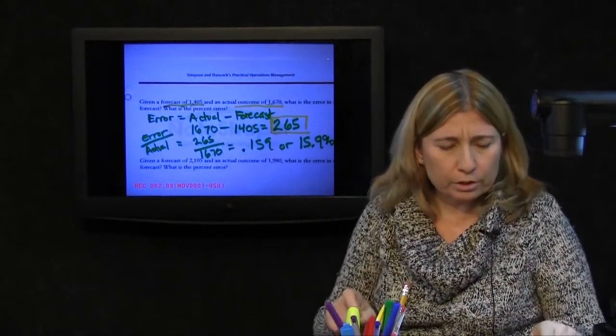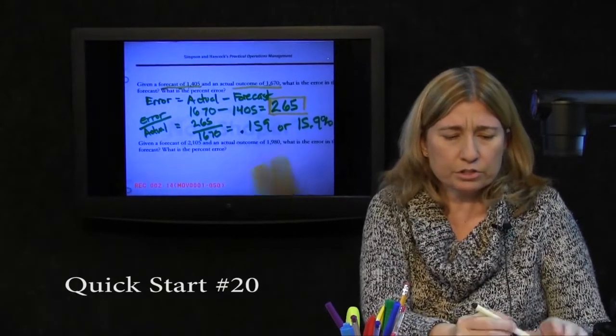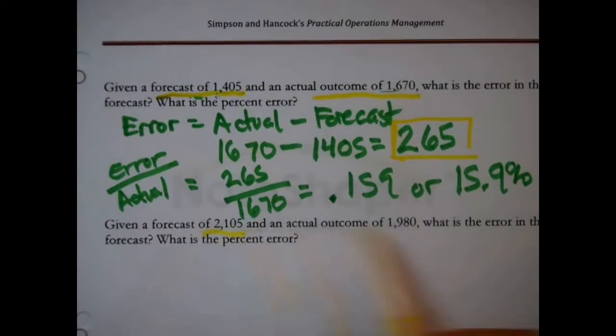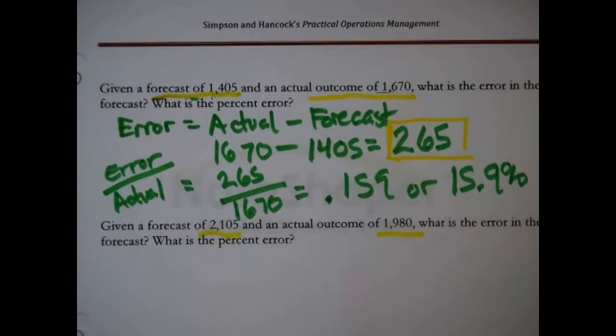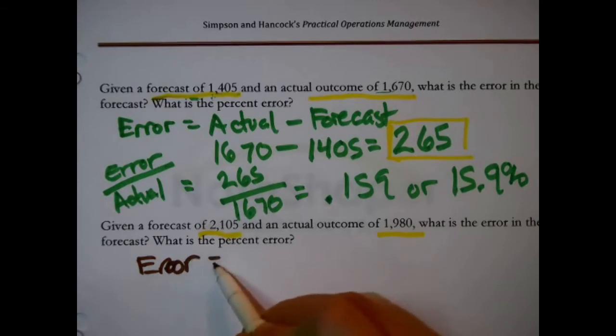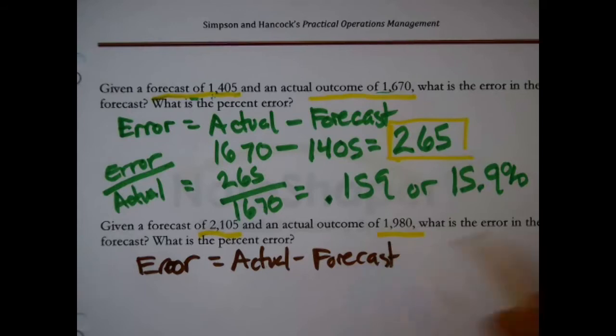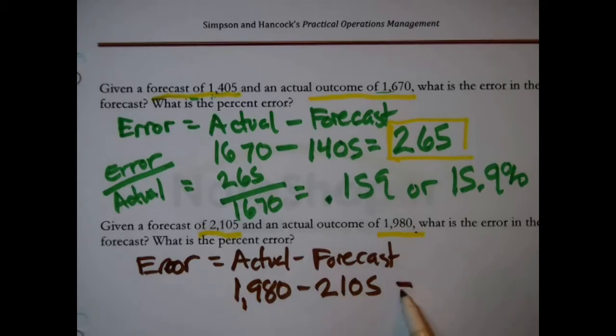The following question you can see is actually asking about the same computations. It's just a different forecast and a different actual, but it's a good opportunity to practice. Okay, given a forecast of, now I need to remember error is actual minus forecast, just so I get them in the right place. The forecast of 2,105, that would belong there, and an actual outcome of 1,980.